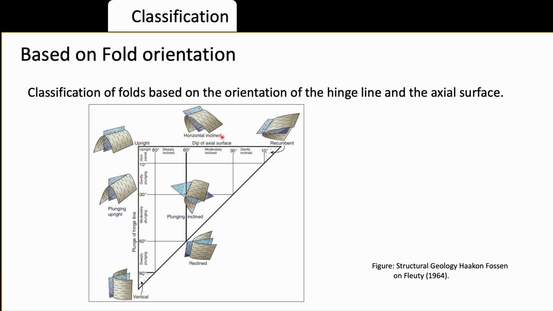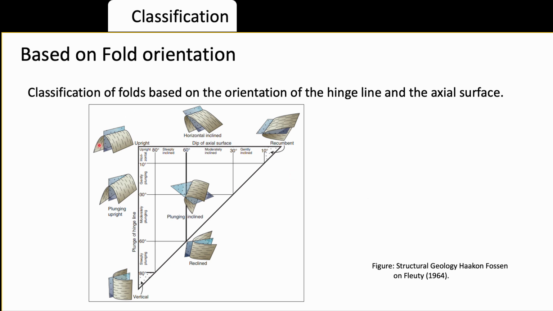In this diagram, the vertical axis shows the plunge of the hinge line. When we move from top to bottom, the plunge of the hinge line increases, and on the horizontal axis we have the dip of the axial surface. This describes how much the axial plane is inclined. It ranges from 90 degrees to 0 degrees, horizontal, from left to right. Now let's go through each fold that's shown in this figure.